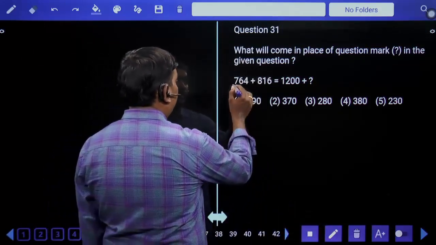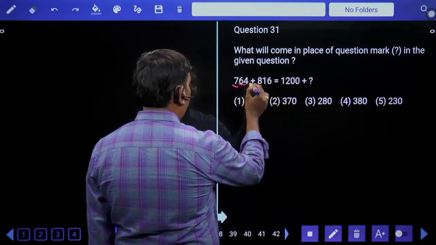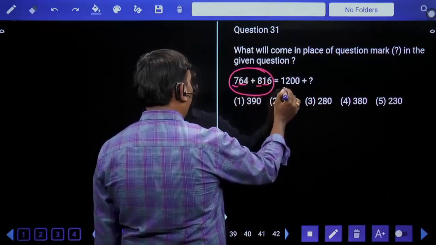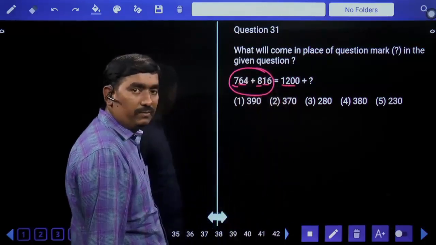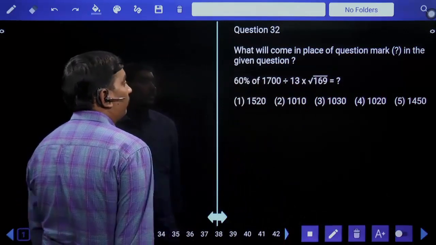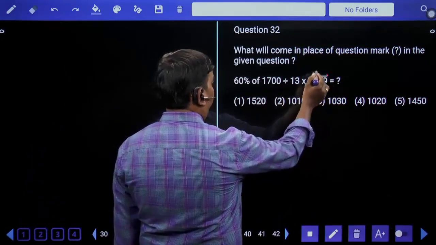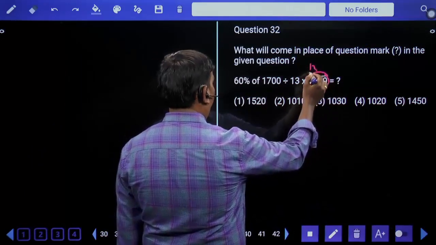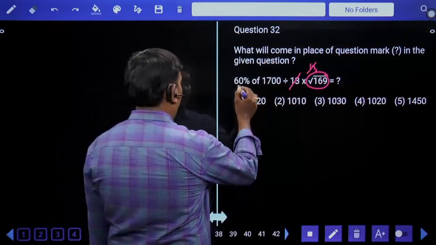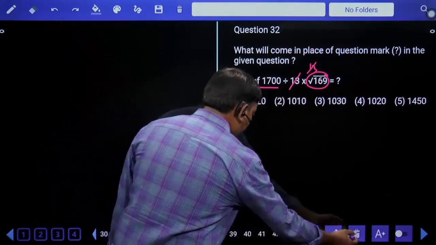Simplifications: 700, 800, 1500, 64, 16, 80. 1580 minus 1200 will give us 380. Fourth option. 1700 by 13, square root of 169 is also 13, so 13 into 13 will get cancelled. 60% of 1700 means 1020 is your answer. Again, fourth option.